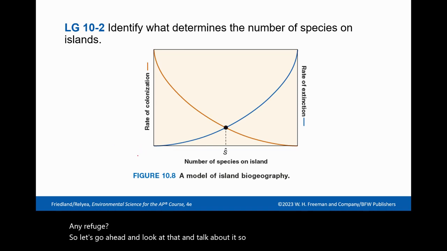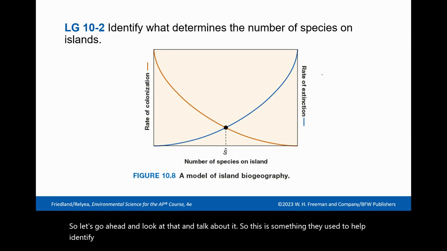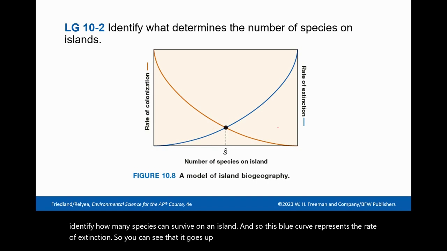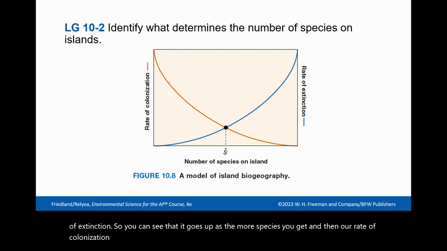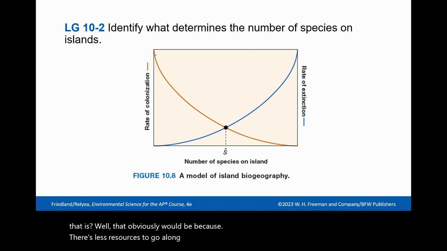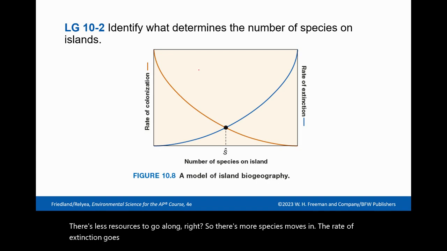So this is something they use to help identify how many species can survive on an island. And so this blue curve represents the rate of extinction. So you can see that it goes up as the more species you get, and then our rate of colonization. So as there are more species there, it tends to slow down. And why do we think that is? Well, that obviously would be because there's less resources to go along, right? So as more species moves in, the rate of extinction goes up because there's more competition. There is this point in the middle that's called an equilibrium.